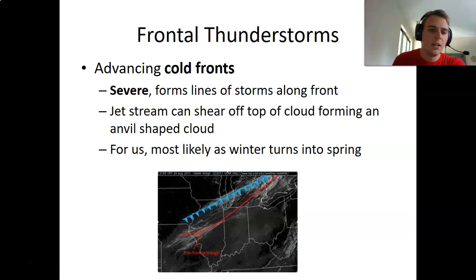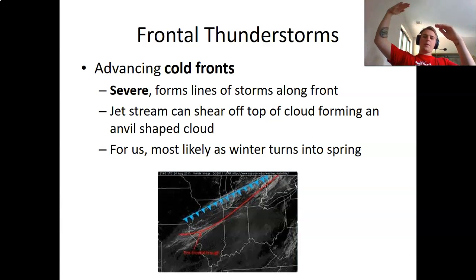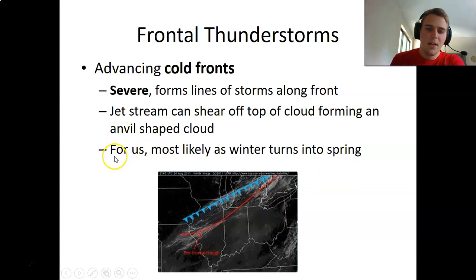So if you have an advancing cold front, these are going to be severe thunderstorms. These form lines of storms along the front. The jet stream above can shear off the top of the cloud, forming an anvil-shaped cloud. So if you've ever seen those, where it looks like a big puffy cloud, and then right at the top it goes in one straight line, that is the jet stream. For us, most likely as winter turns into spring.